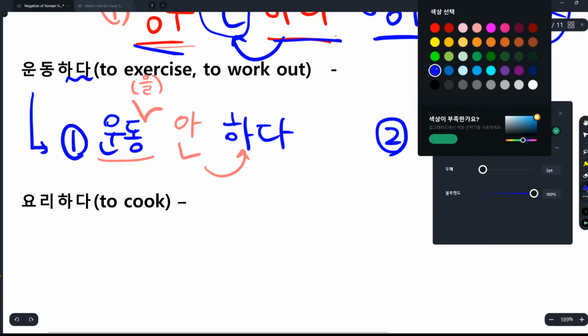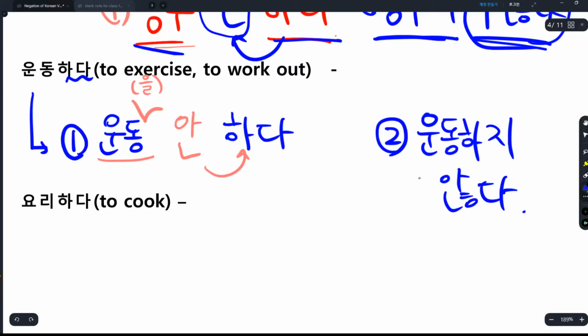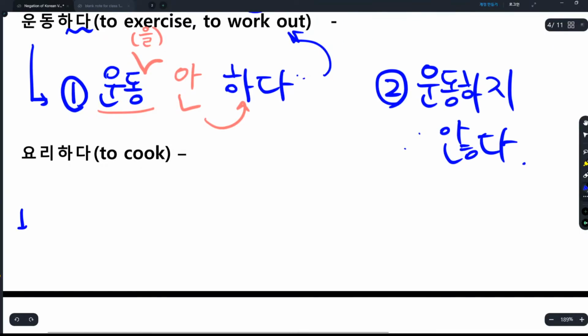How about combining it with 지 않다, which is quite simple. It would be stem 운동하 and then 지 않다. So these two would be the base form of negative verb of 운동하다, right? 운동하다, 운동 안 하다, 운동하지 않다. And last one, 요리하다. How about 요리하다's negative verb?